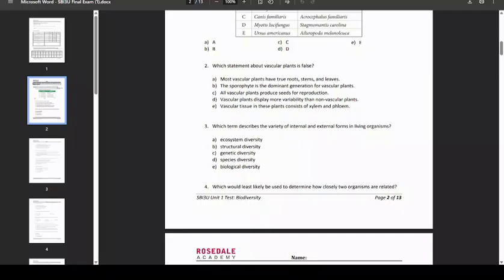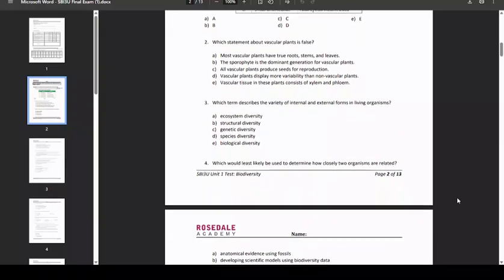Which term describes a variety of internal and external forms in living organisms? Ecosystem diversity, definitely not true. Structural, it could be, but we could look at the other answers. Genetic, okay, definitely not. Species, no. Biological, no. So we go back and select that structural diversity was correct.